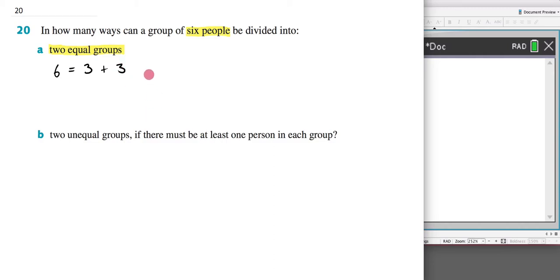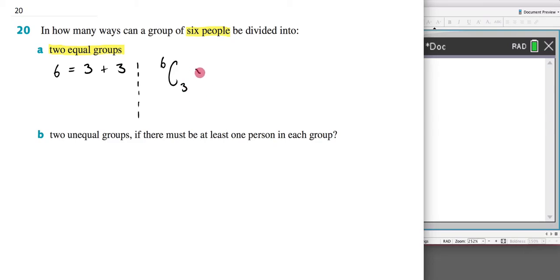So to represent that mathematically, what we're going to do is say, I'm choosing from 6 people, and then I need to put them into groups of 3. So it's going to be 6C3. Now you might want to put in that other group, but it's actually not necessary.